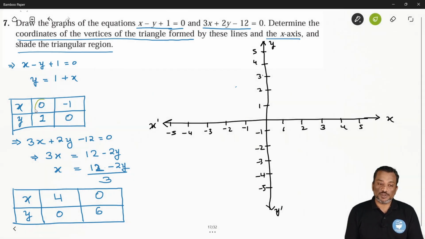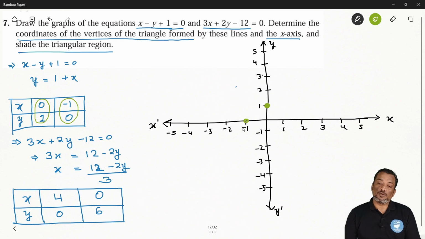So in the first solution set, we got (0, 1), which means x value is 0, y value is 1. So it will come here somewhere. Okay, this is a point. Now the second one, you got (-1, 0), which means x value is -1 and y value is 0.